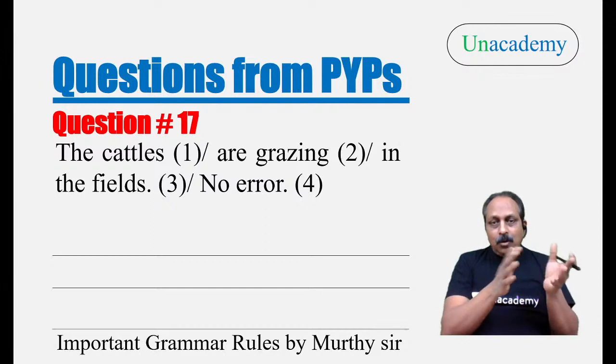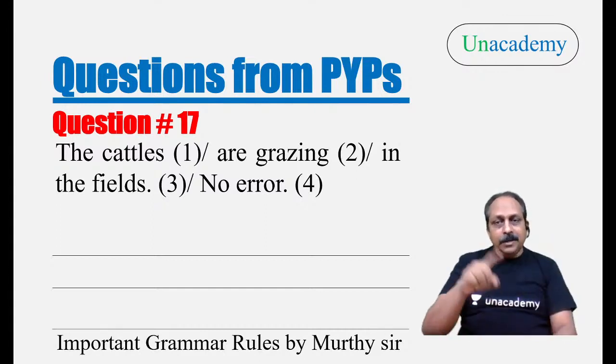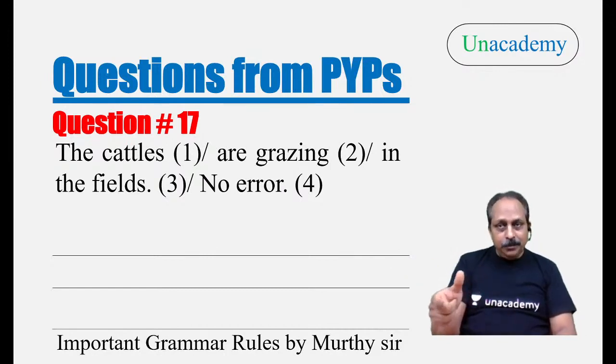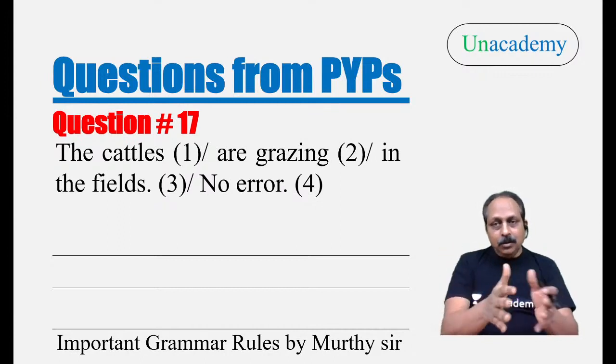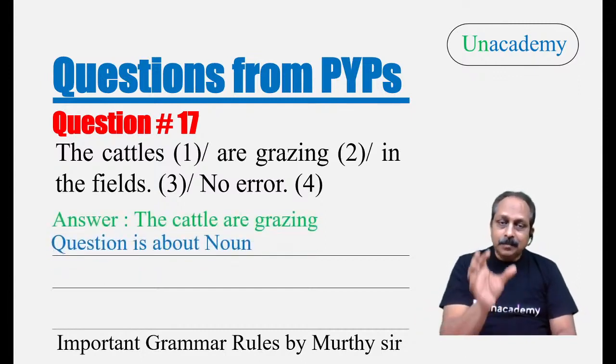Some nouns, tomorrow you're going to learn this rule. Some nouns are always in the singular form but take a plural verb. Typical examples important from the exam point of view: cattle, poultry, gentry, vermin, clergy. All the five examples tomorrow you're going to learn. So, where is the error? It is not cattle's, it is cattle.